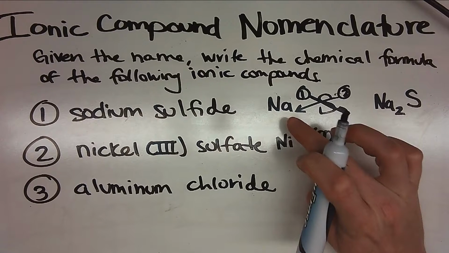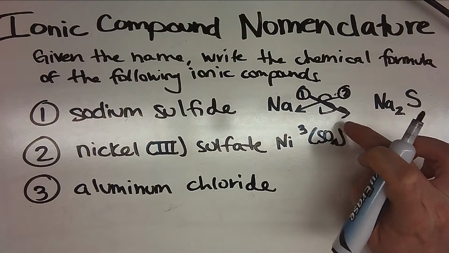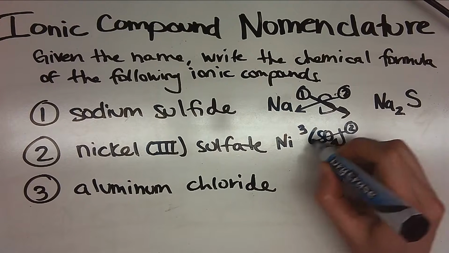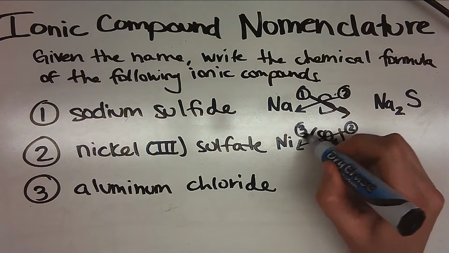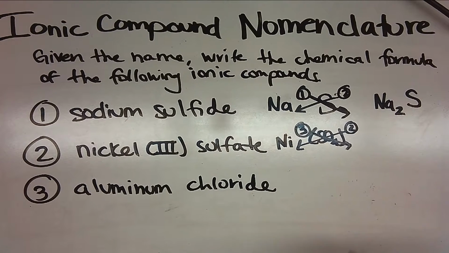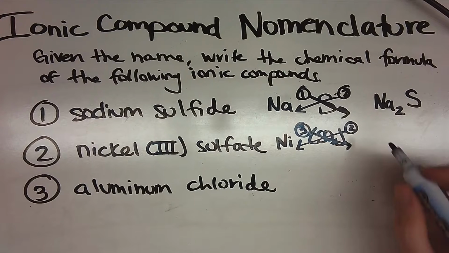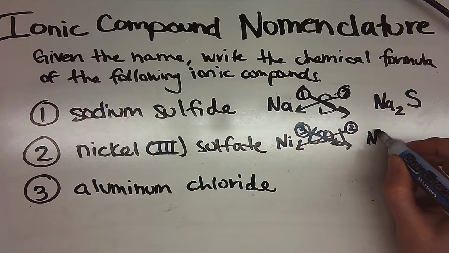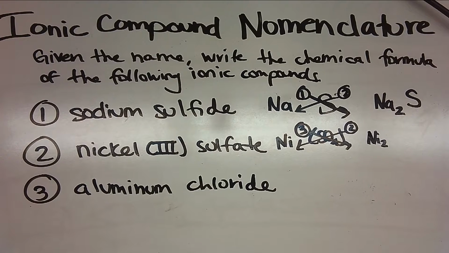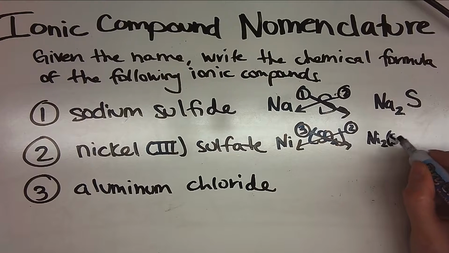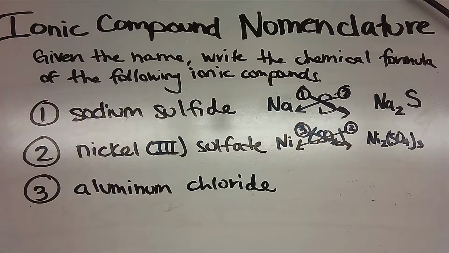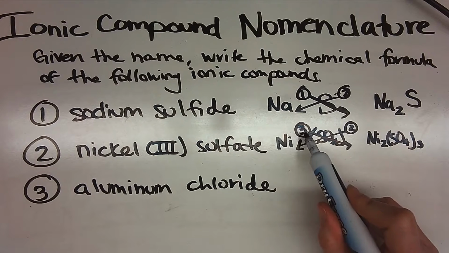All right, same thing as before. Disregard or drop the charges. Circle the numbers. Crisscross where they become subscripts. So this compound is Ni2(SO4)3. Now one reason why I went ahead and put my polyatomic anion in parentheses is because I knew I was going to have more than one.